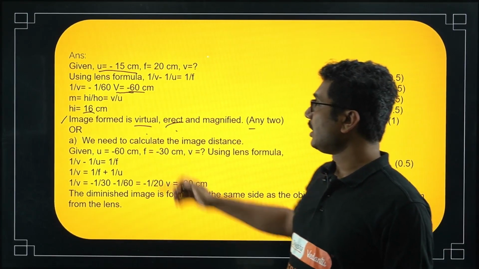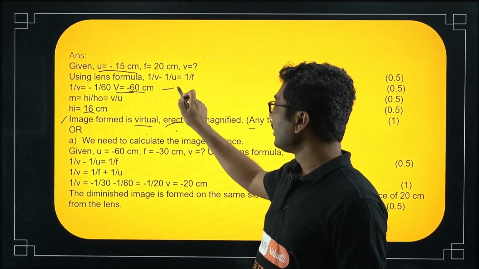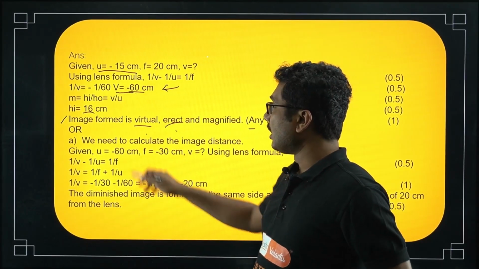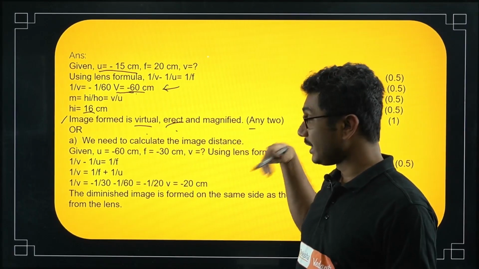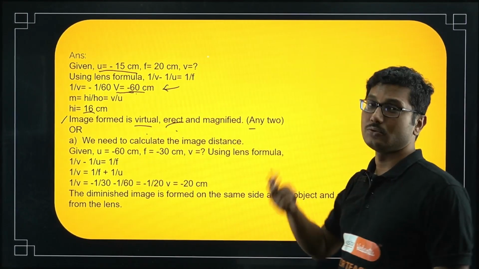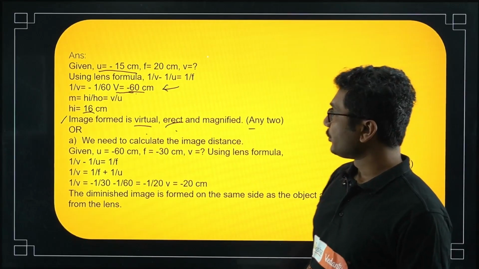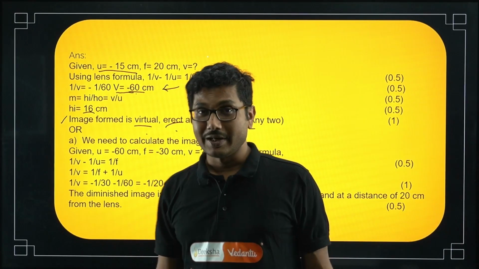They have asked you the position of the image, the height of the image, and the nature of the image. You have to mention at least 2 of them: virtual, erect, and magnified. If you write all 3, very good.